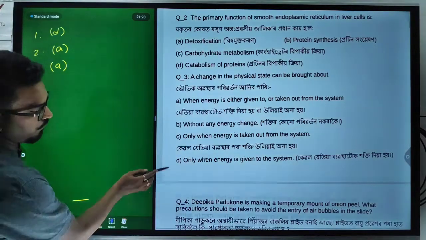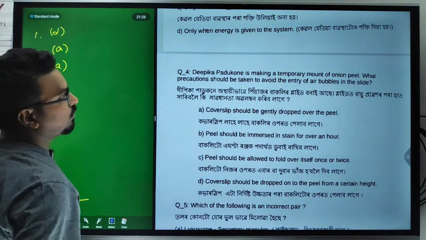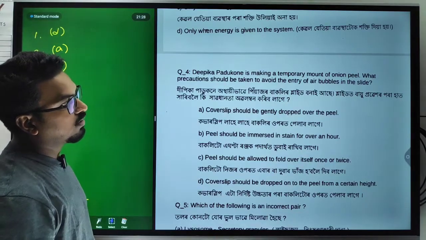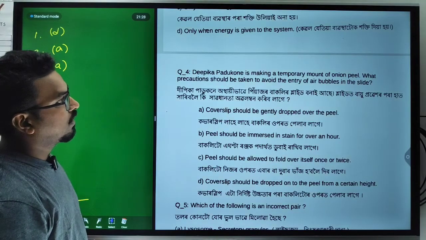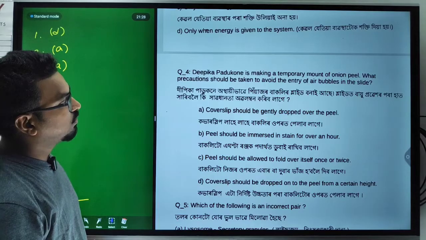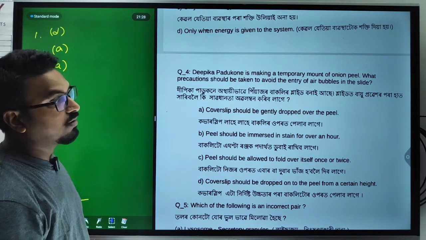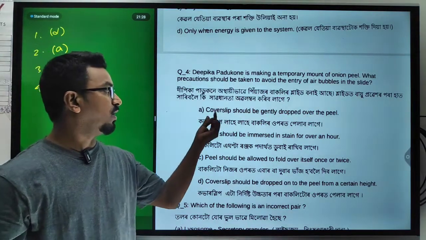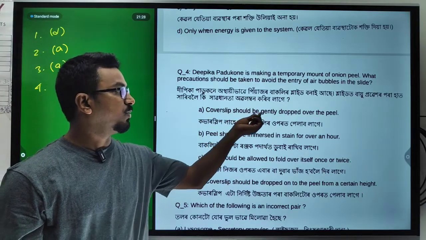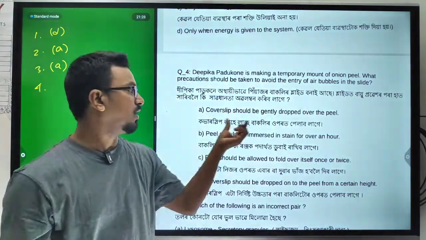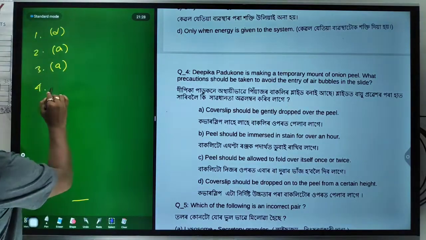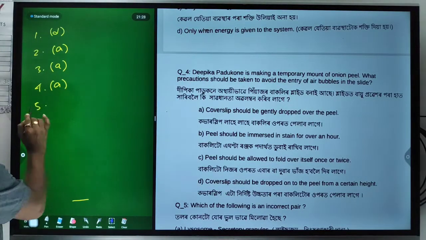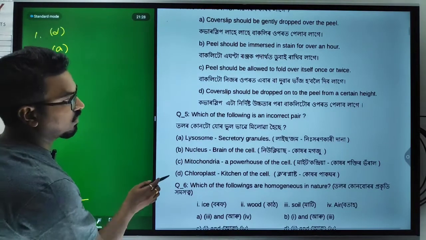Question number 4. Deepika Padukone is making a temporary mount of onion peel. What precautions should be taken to avoid the entry of air bubble in the slide? So we have to use cover slip. It should be gently dropped over the peel. So the option here is option A.